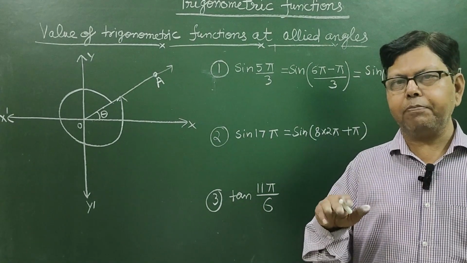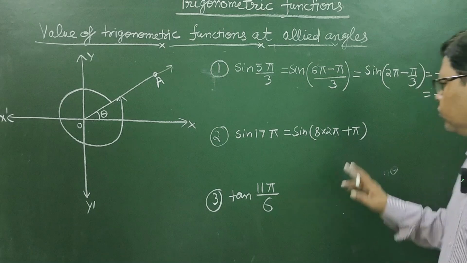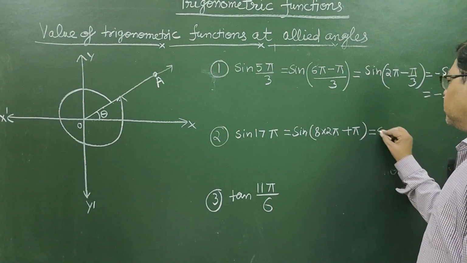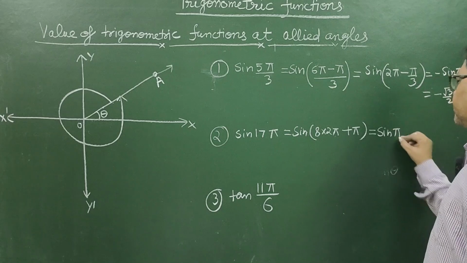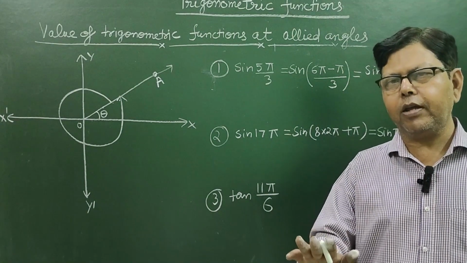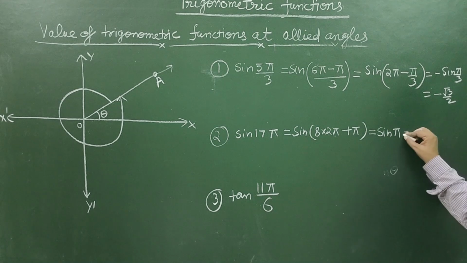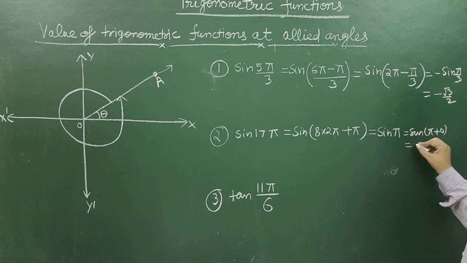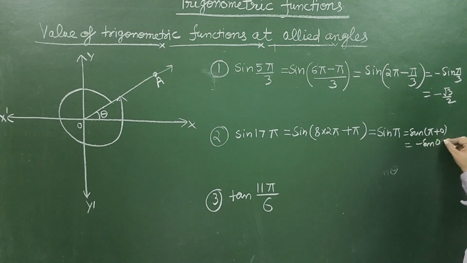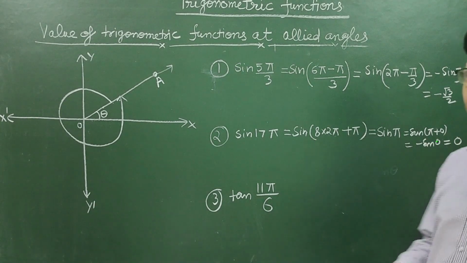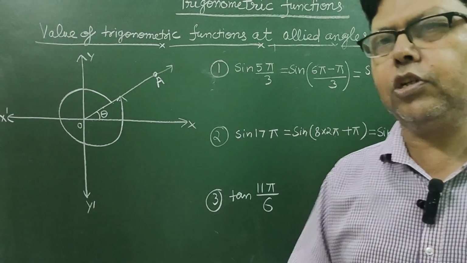In that case, n is a positive or negative integer. So here it is a positive integer. So sin of 8 into 2 pi plus pi is equal to sin pi, and sin pi can be written as sin pi plus 0 or sin pi minus 0. So sin pi plus 0 is equal to minus sin 0, which is equal to 0. If you write this as sin pi minus 0, then plus sin 0 means 0. It is 0.